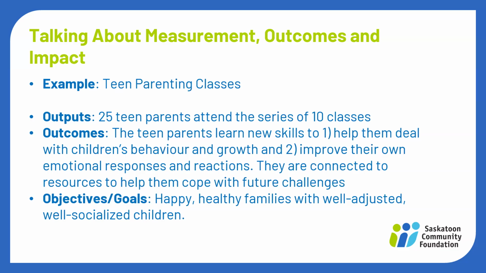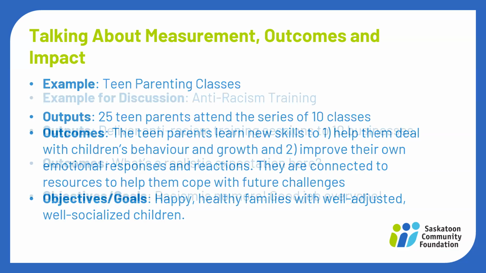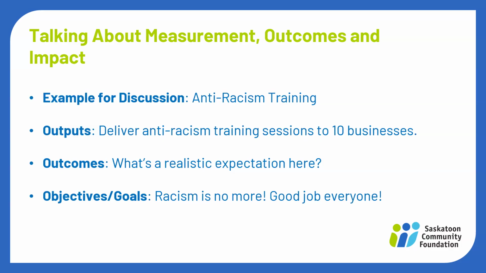So here's the next slide, kind of a silly example, but I want to stop here for a quick second. Let's say we're going to do anti-racism training, and we're going to deliver anti-racism training sessions to 10 businesses. So what are the outputs? Remember, even the outputs might not be realistic. Who from these businesses will attend? Will it be everybody who is employed there? Will it just be the executives? Will the costs end up being higher because venues are higher cost by the time you get there, and you can only really do 8 sessions? So you have to estimate what your outputs will be and try to make sure that that's realistic.